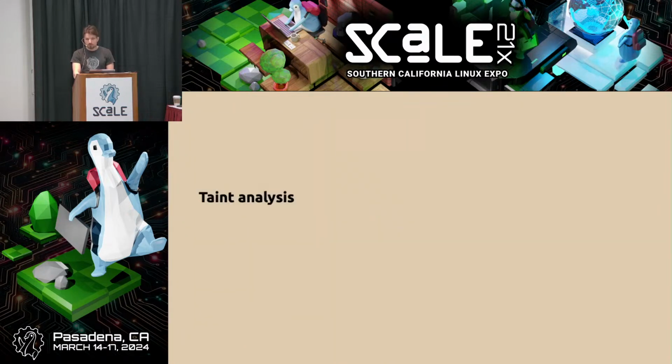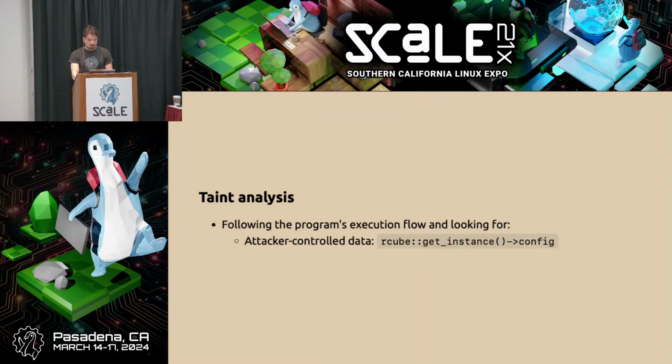One possible solution for this is taint analysis. We will discuss this in a following section. Basically, we will track the execution flow using this source of data, namely rcube get instance config, and we will set a sensitive sink, namely, hey, if this data ends up in this sink, for example an argument in a function call, then we have something sensitive in there.